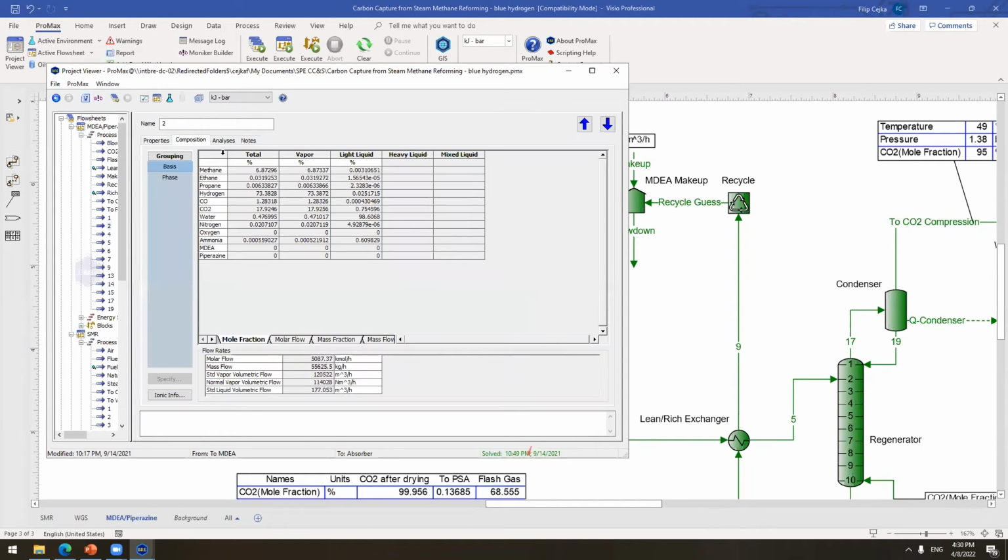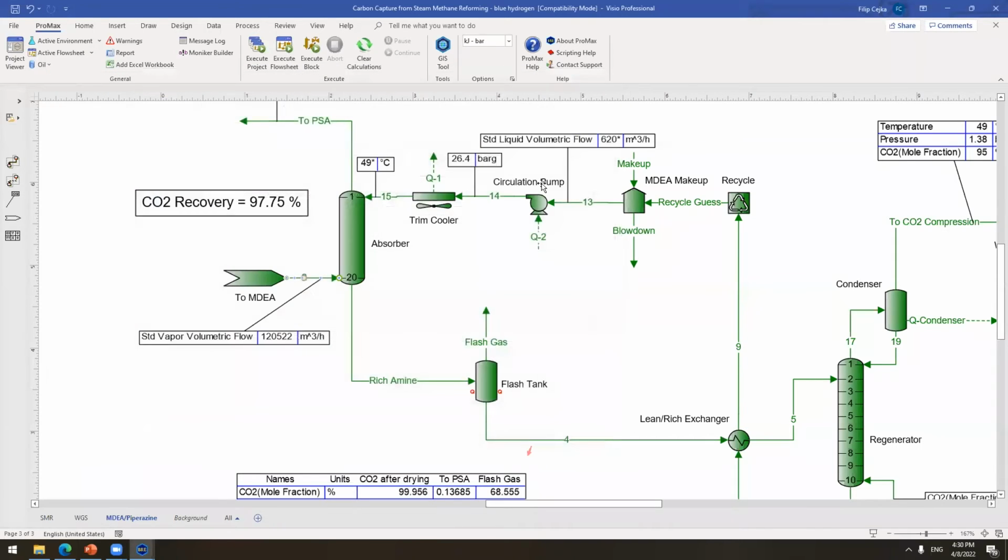And if you look at the composition, it's mostly hydrogen. It's about 70%. And there's some CO2, some methane, some ethane, propane, other hydrocarbons. But mainly we try to clean this hydrogen from the CO2. That's what we try to achieve in this unit, in this process.